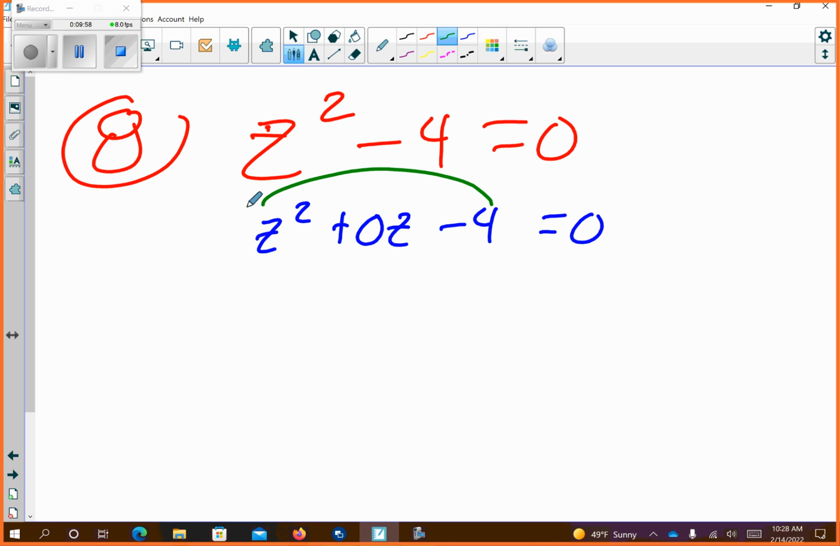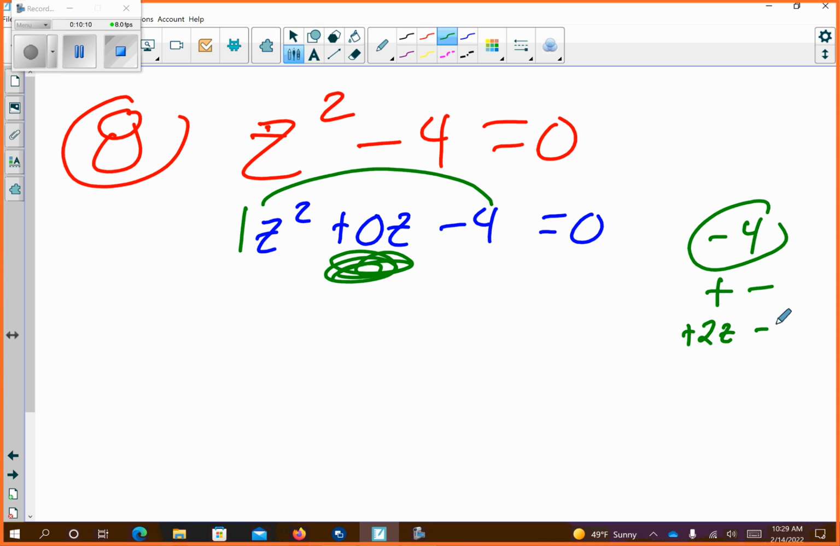Going to multiply the first and the last. There's one out front, so I get a negative 4. So I have to have one of each. Because I have a 0 here, I know that my two numbers have to be the same. So I'm going to have a positive 2z and a negative 2z. Those would cancel each other out, but that's where I'm going to plug in for the 0z.